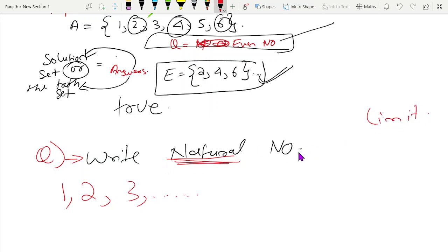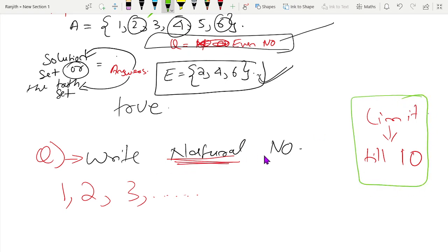Now I'll tell you all, write natural numbers and I'll give a limit till 10. Now is it possible to write? Yes, sir. So write natural numbers till 10. How many numbers will you write? 1, 2, 3, up to which one? 1 to 10, sir. So this we call a limit. They might not give the limit directly in words like till 10. They'll give you through an equation.